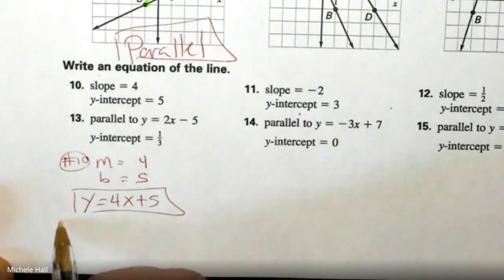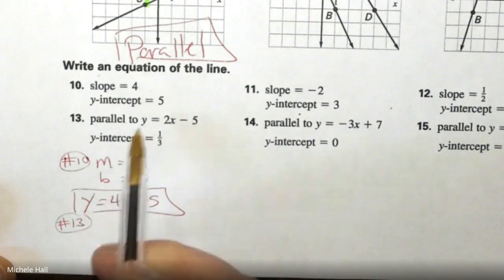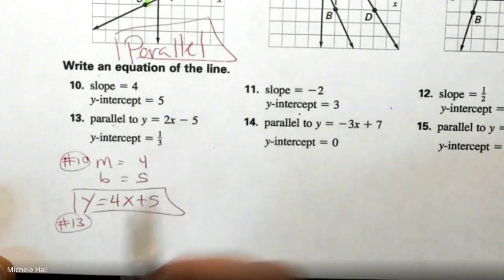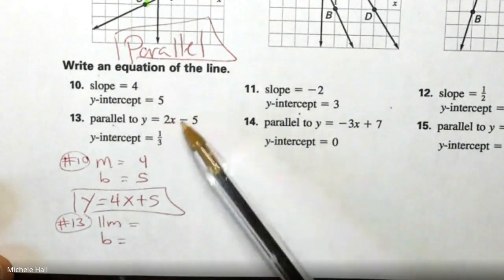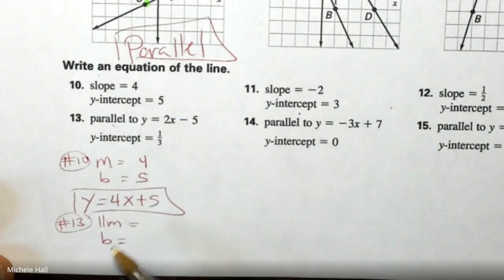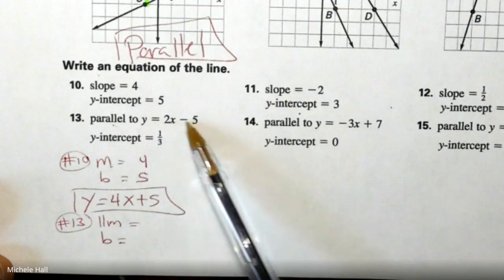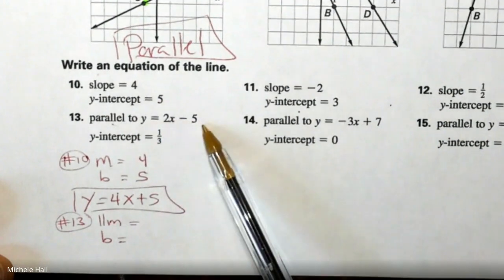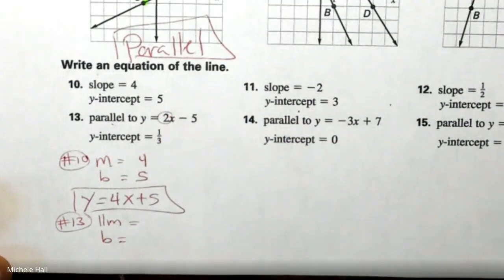Number 13. It says I need slope that's parallel to this line. So I need parallel slope and I need b. It says parallel to this line. So I need parallel slope and the y-intercept. Thomas, what's the slope of this line? What's the parallel slope then? If the slope of this line is 2, what's the parallel slope? 2. It's going to be the same because they're parallel.